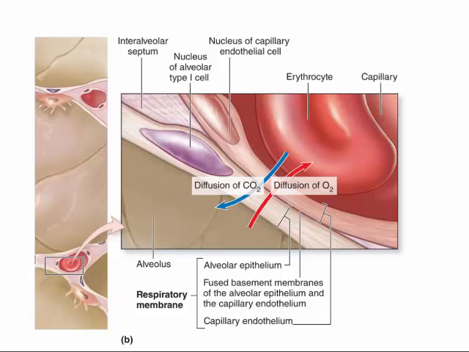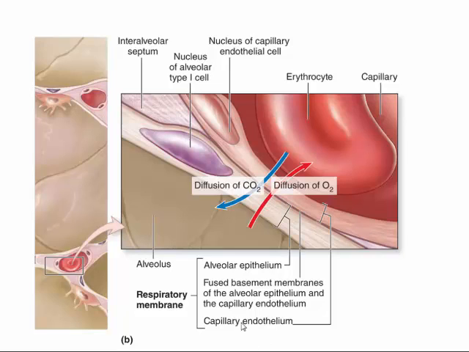Now let's turn our attention to the respiratory membrane. Here we see a tight connection between the simple squamous epithelium of the alveolus and the simple squamous epithelium of the pulmonary capillary. Note the lack of areolar tissue between the two cells. They share a basement membrane.